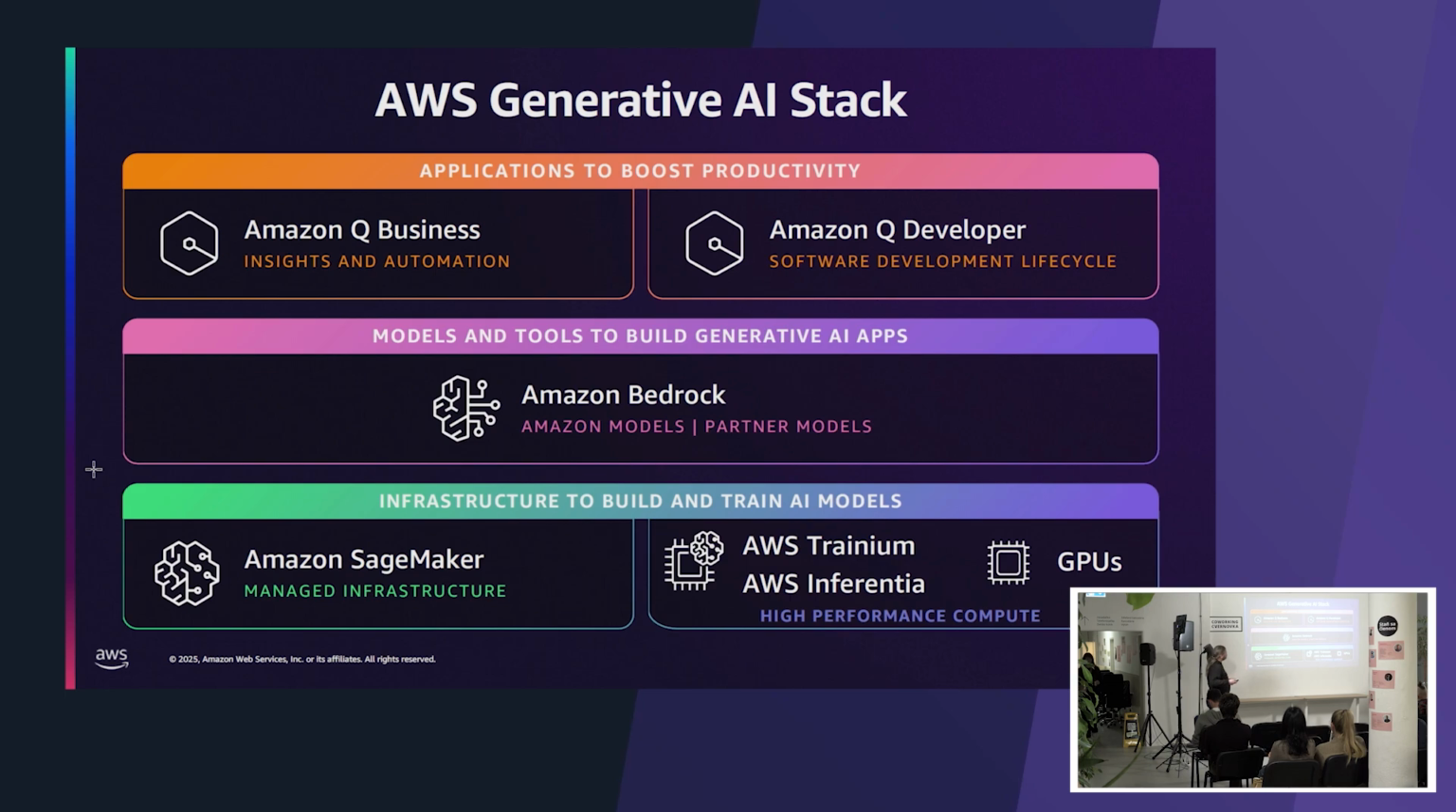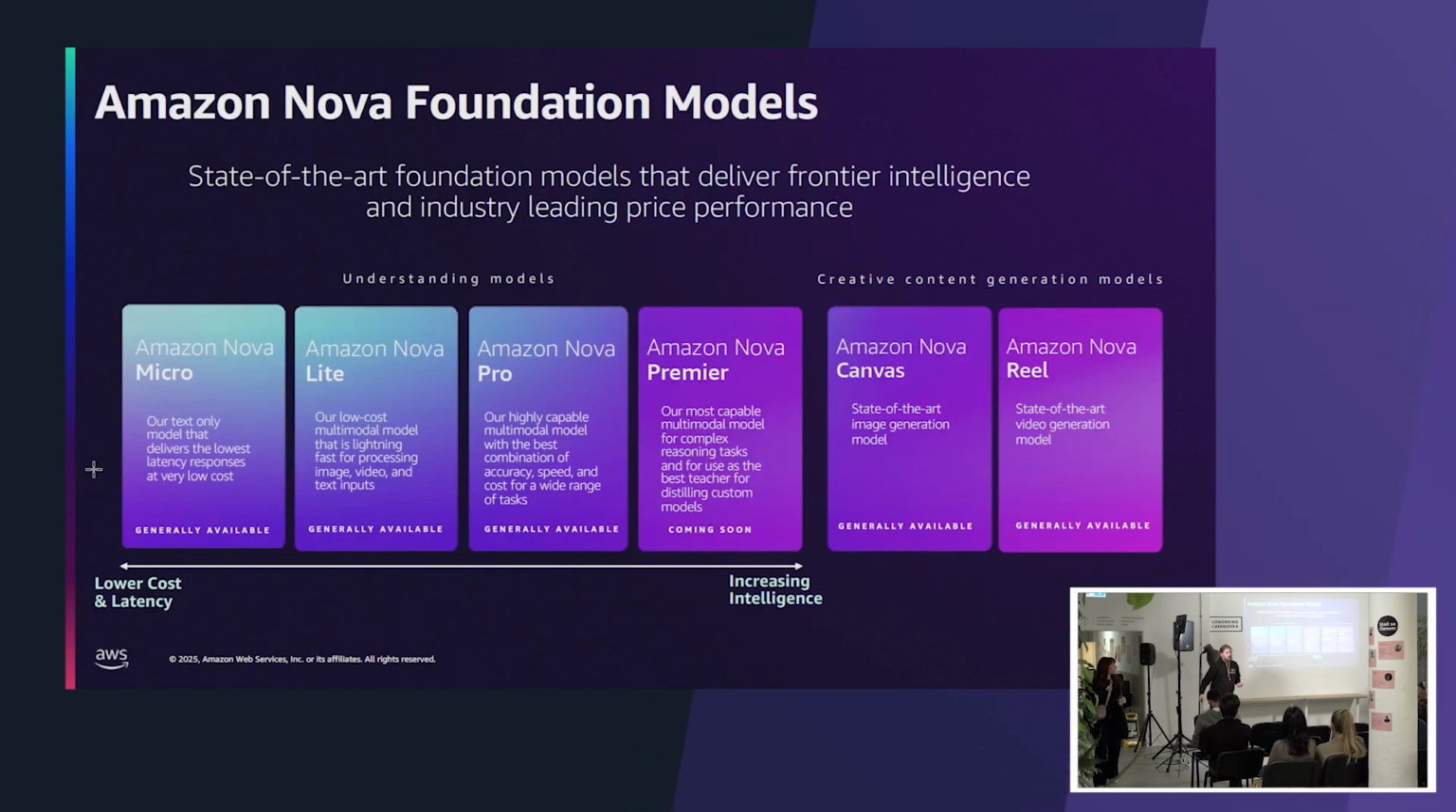The first one, and to me probably the most important one in terms of Bedrock, is a new family of models called Amazon Nova. They were announced, I think, during Andy Jassy's keynote, and they are a brand new family of models built by Amazon. There are two groups. One is the understanding models, which is just a different term for models that output text, and then the creative content generation models, which output, in the case of Canvas, images, and in the case of Reel, videos.